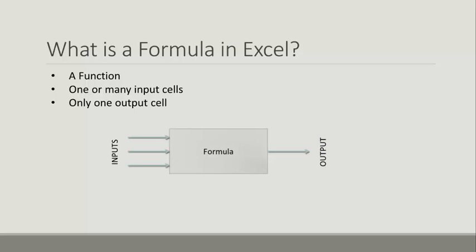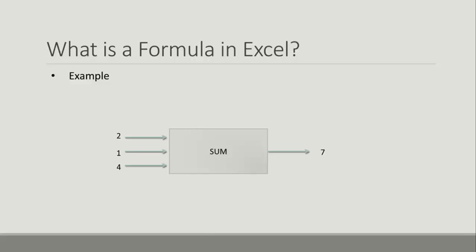So let's talk about what a formula is in Excel. It is a function that consumes one or many input cells and produces one and only one output cell. For example, you have the sum function. Now the sum function can consume three inputs, namely 2, 1, and 4, and it'll add them up and produce the output 7. This is what a function is in general, and specifically what a formula is in Excel.